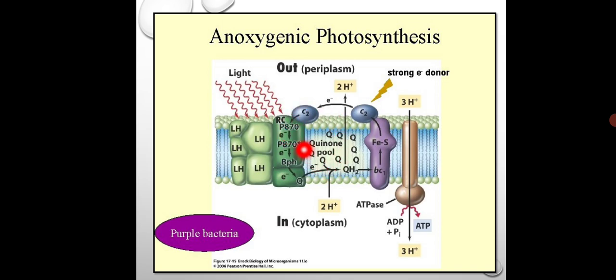During this process there is pumping of H+ ions, and this complex is also called ATP synthase. As the H+ ion concentration is high outside the membrane, it drives H+ inside the membrane, and then there is generation of ATP. So this is all about the process of anoxygenic photosynthesis in purple bacteria, which involves the production of ATP.